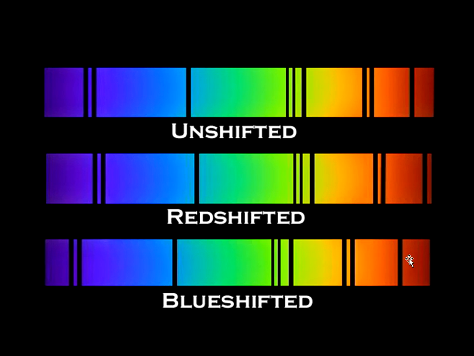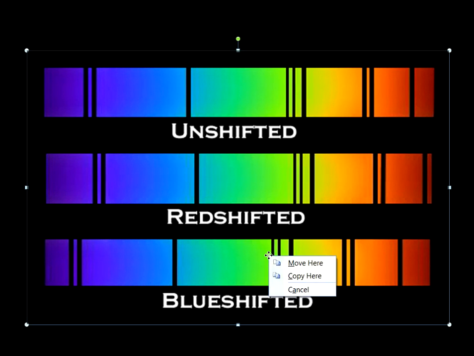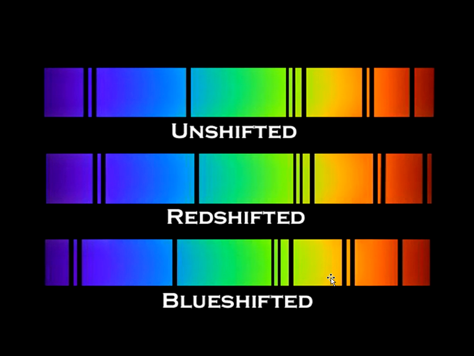And you look at this spectrum, you see that same pattern that you see in the sun, but they're all shifted to shorter wavelength. So you know that this star is moving towards us.